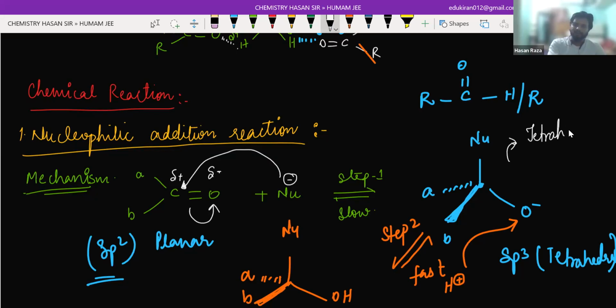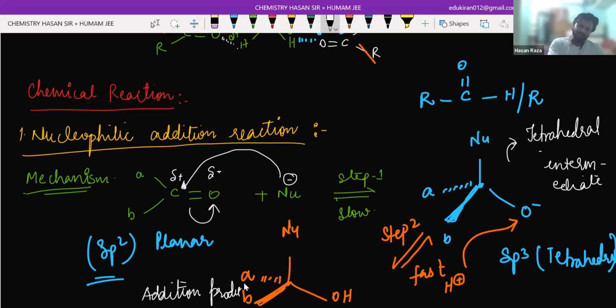You can write below this, tetrahedral intermediate. And here this is the addition product. This is called addition product because we get this product after adding something, that is the nucleophile. So this is called addition product. Please do write it.